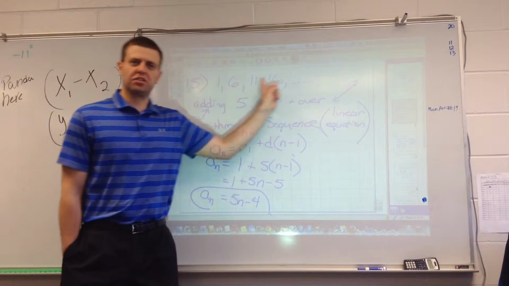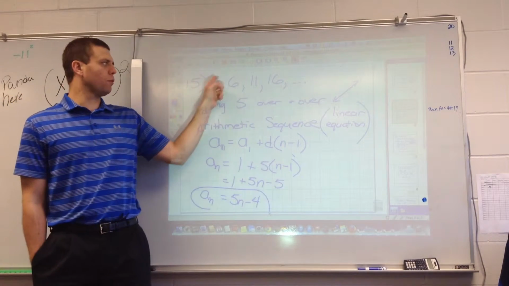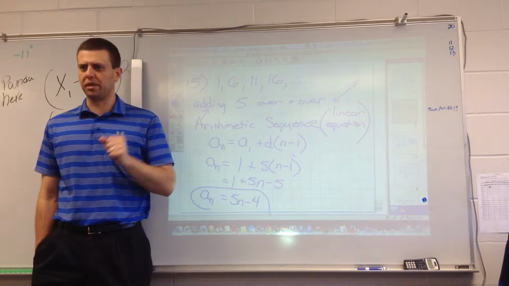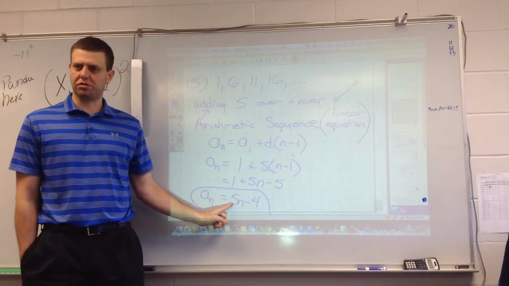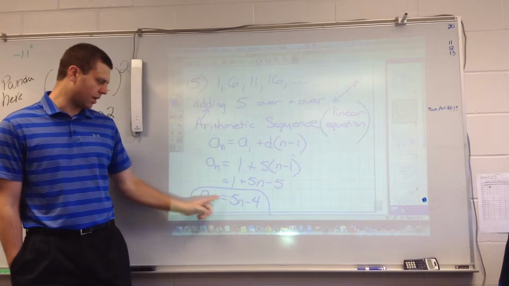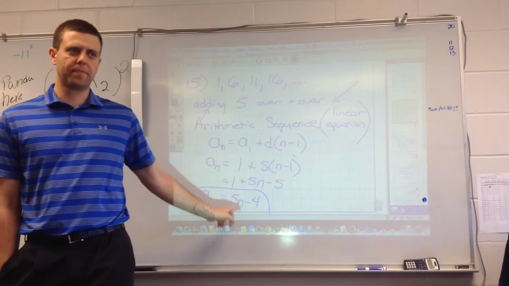Well, look at this sequence of numbers. What is my rate of change? 5, so guess what my slope's going to be? 5, which matches, right? Like y equals mx plus b. So 5 is your slope.